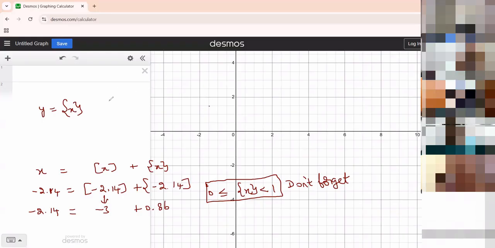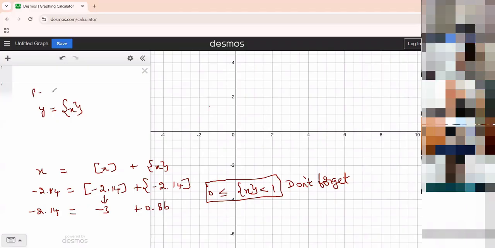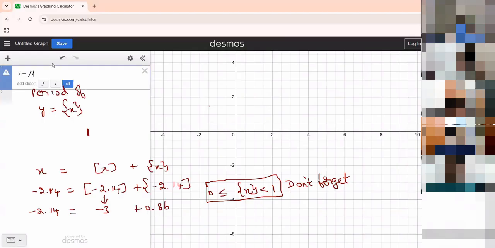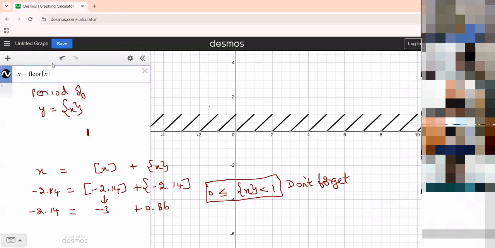Okay, people, can you say the period of this function? Jitram, you're showing one? Absolutely, people, it's 1. So this graphing tool does not understand this directly. I'll have to code it like this. So did you understand how I got this?